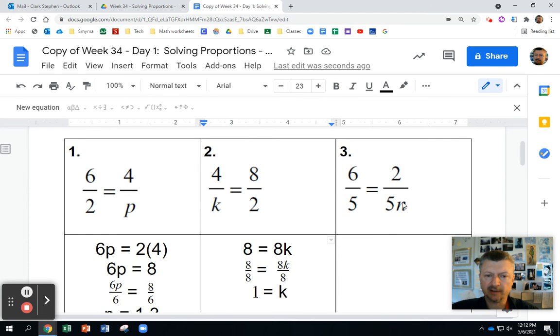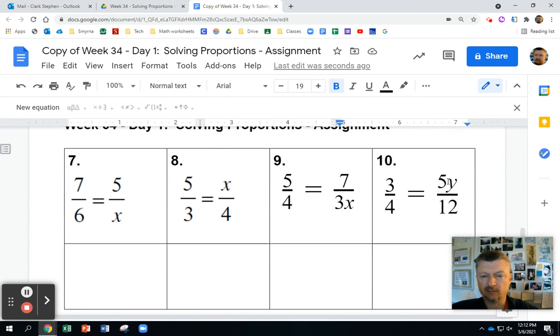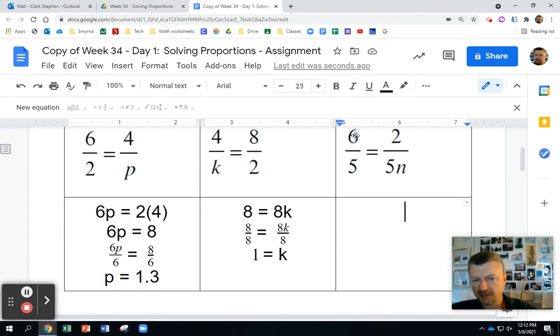All right, let's do one more. This one has a 5N down here, so there's going to be a couple like this. This one has a 3X, down here we have 3X, and we have a 5Y. So there's not much difference here. You just have to know what to do with 6 times 5N, and we did this earlier in the year. What's 6 times 5? 30. And then put the N on there. 6 times 5N is 30N. All right, so 30N equals, and what's 5 times 2? 10. 30N equals 10.